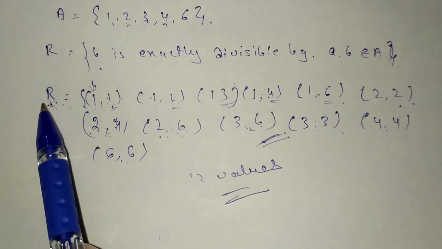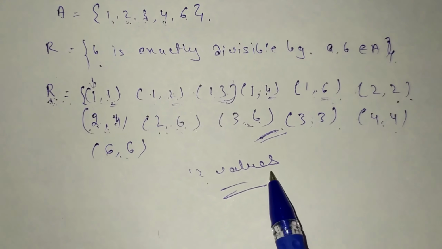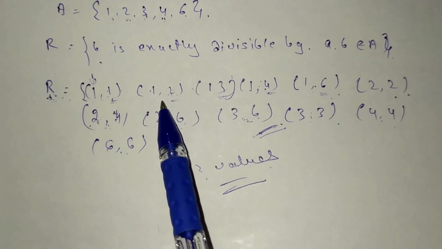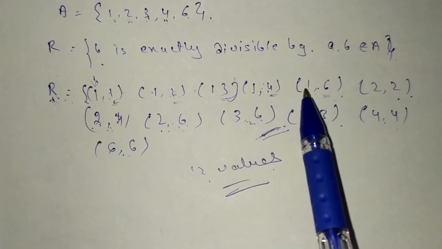Now our relation R will contain a total of 12 values, that is 1, 1, 1, 2, 1, 3, 1, 4, 1, 6.